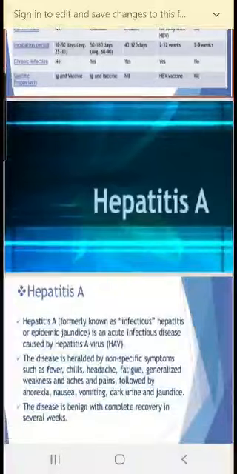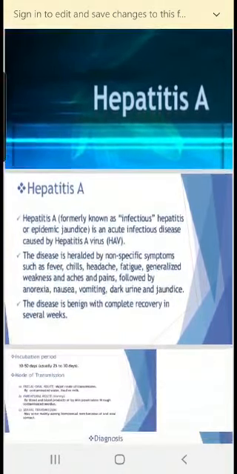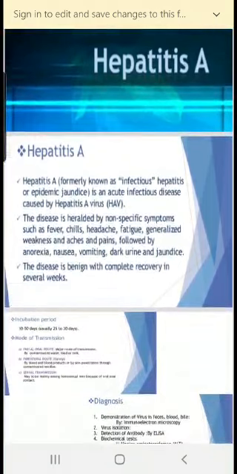So let's get into the detail. Hepatitis A infection is the most common infection present in the developing countries. The symptoms just appear and disappear. Sometimes the patient does not come to know that he is suffering from hepatitis A. But the most common symptoms are fever, chills, headache, fatigue, weakness, aches and pains, anorexia, nausea, vomiting, and jaundice.